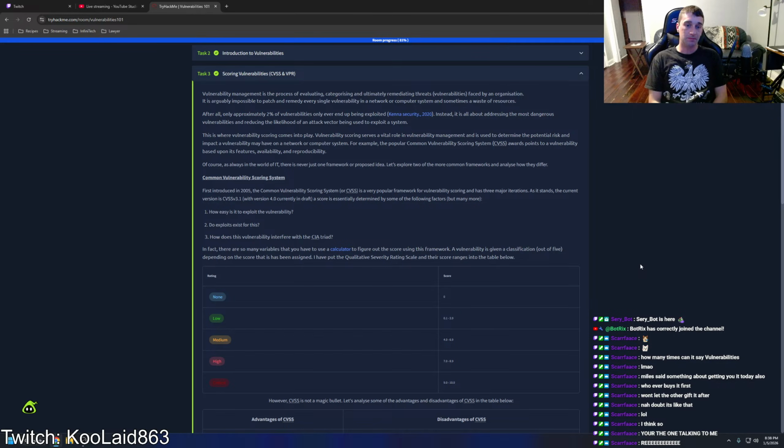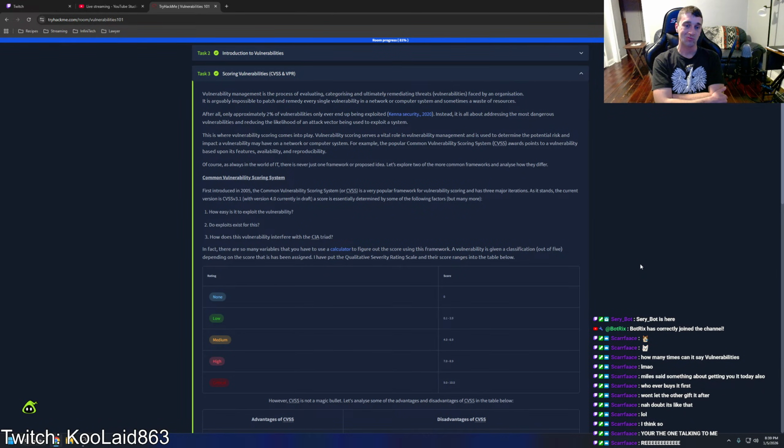This is where vulnerability scoring comes into play. Vulnerability scoring serves a vital role in vulnerability management and is used to determine the potential risk and impact a vulnerability may have on a network or computer system. For example, the popular Common Vulnerability Scoring System, CVSS, awards points to a vulnerability based upon its features, availability, and reproducibility. Of course, as always in the world of IT, there is never just one framework or proposed idea. Let's explore two of the more common frameworks and analyze how they differ.